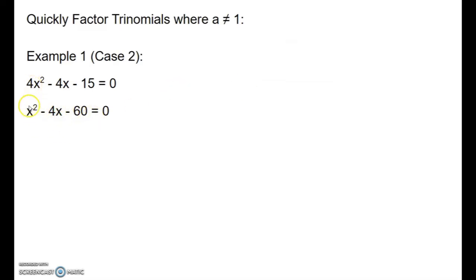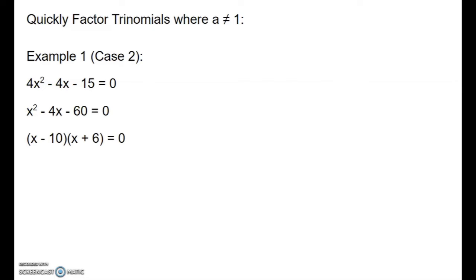So this 4 is temporarily lost, and then you would multiply the 4 to the negative 15 to get x squared minus 4x minus 60. Now obviously these two expressions, they are not equal to each other, but don't forget about the 4 because it will come back. So from here on out, you want to just factor this as if it was a regular trinomial where a is equal to 1, which is much easier. So that would just be x minus 10 times x plus 6 equal to 0.